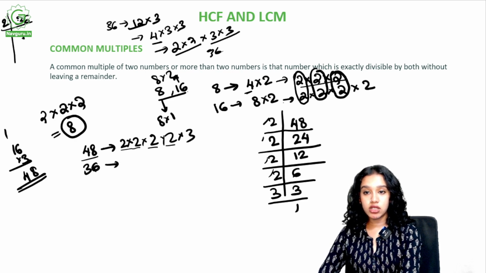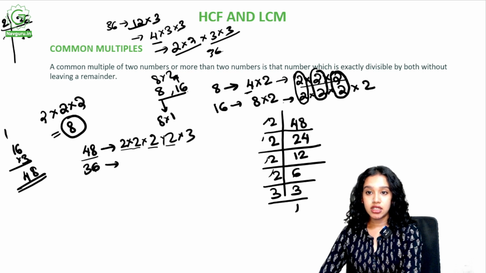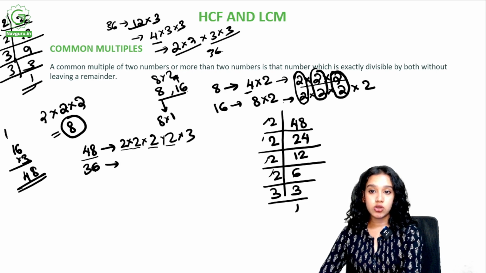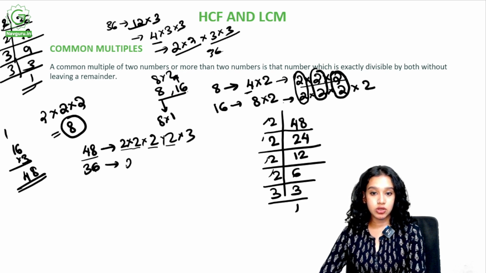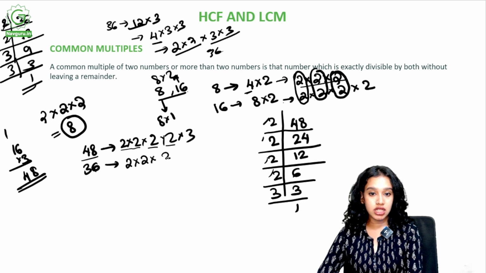I'll get 1, 2 2s are 2, 1 6, 18. Now, again by 2 we'll get 9. By 3 we'll get 3 again, and again dividing by 3 we'll get 1. So it's 2 into 2 into 3 into 3.